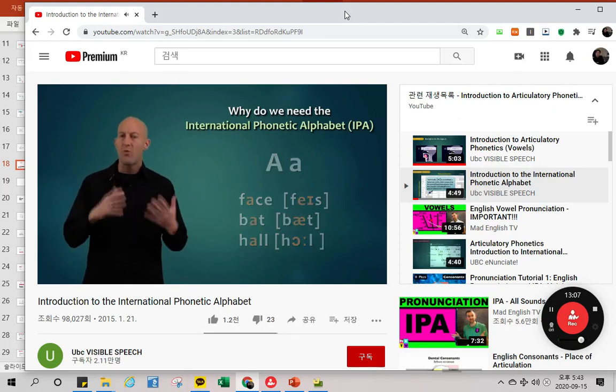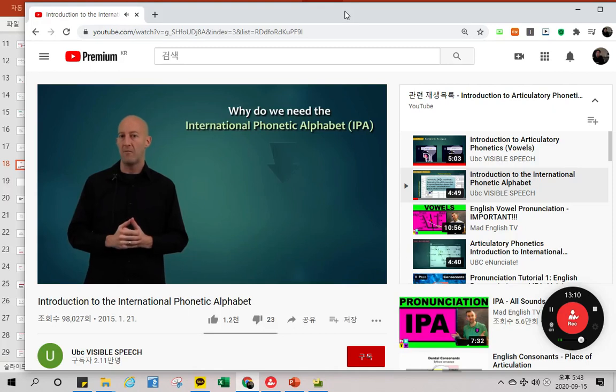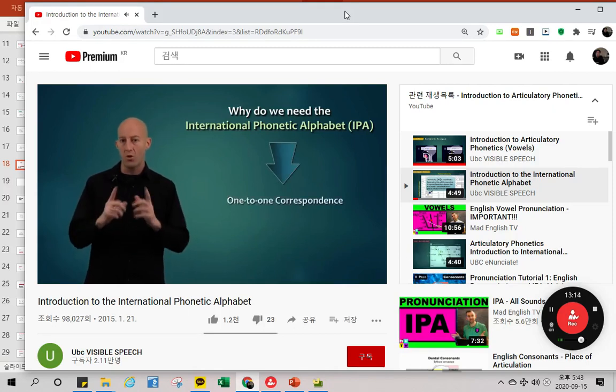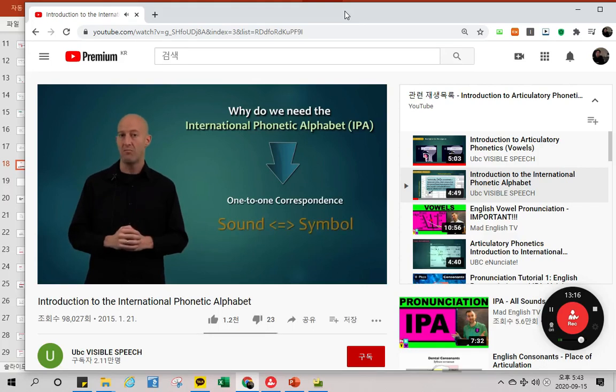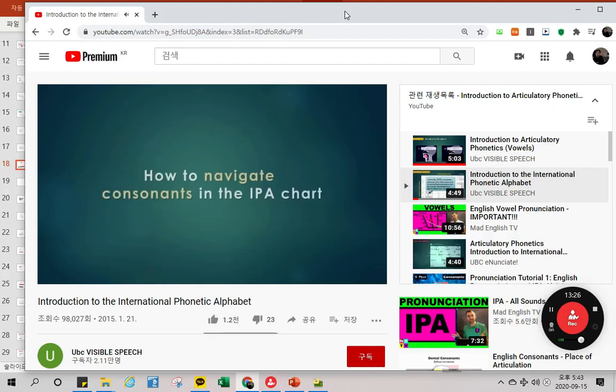So that's why we need the International Phonetic Alphabet, and it was devised as a way of introducing more one-to-one correspondence between sound and symbol. So if you hear a certain sound, then you always write it with a certain symbol. And conversely, one symbol always represents the same sound. So first, let's talk a bit about how to navigate the International Phonetic Alphabet chart for consonants.